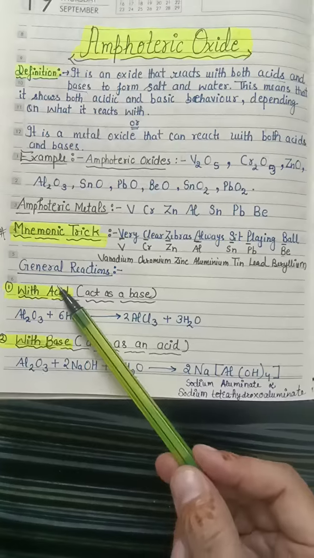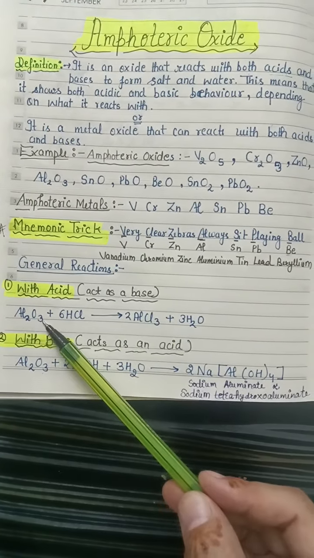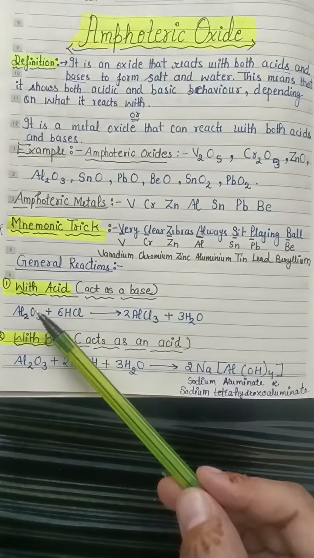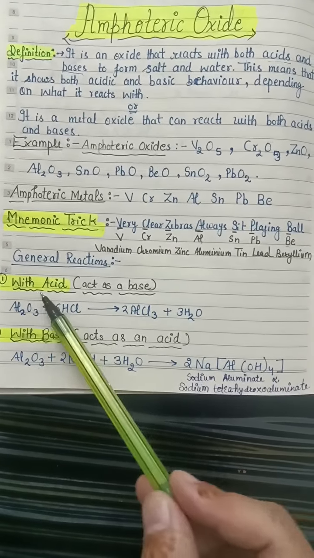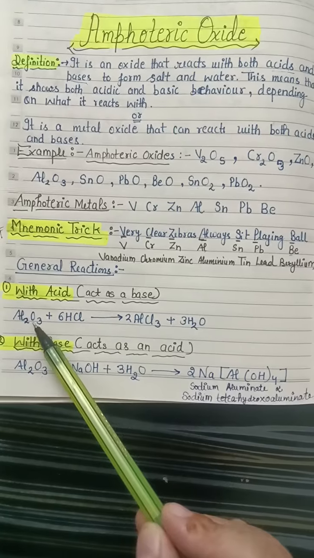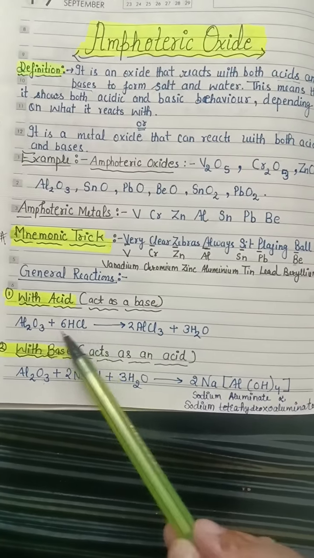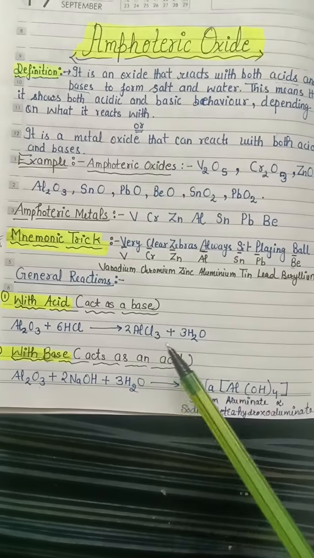And then after that we discuss general reactions of amphoteric oxides. We take aluminium oxide, which is an amphoteric oxide, and when we react this aluminium oxide with an acid, this oxide acts as a base. Aluminium oxide is here a base and HCl is an acid, and it will form aluminium chloride and also release water.